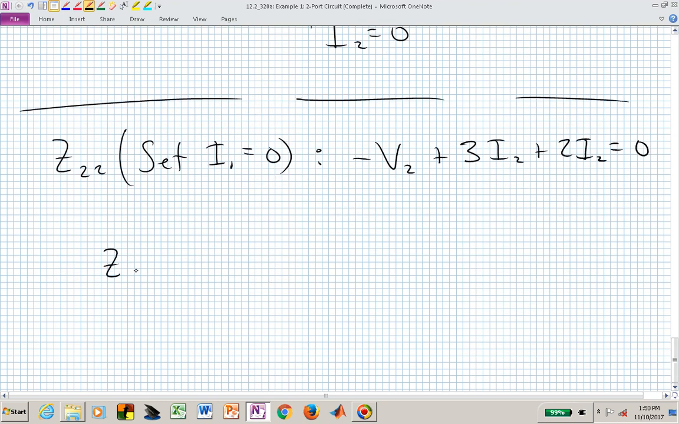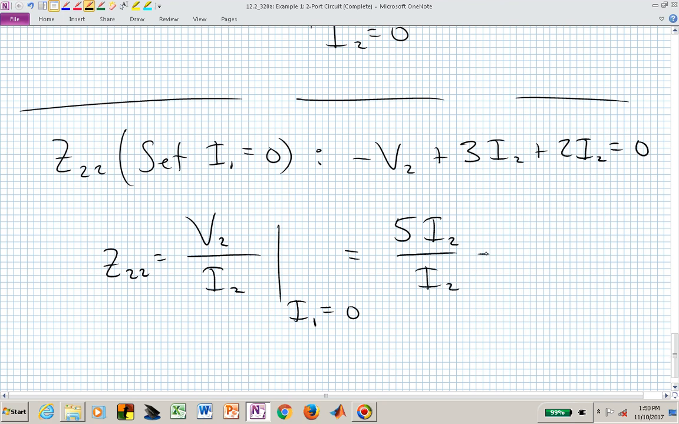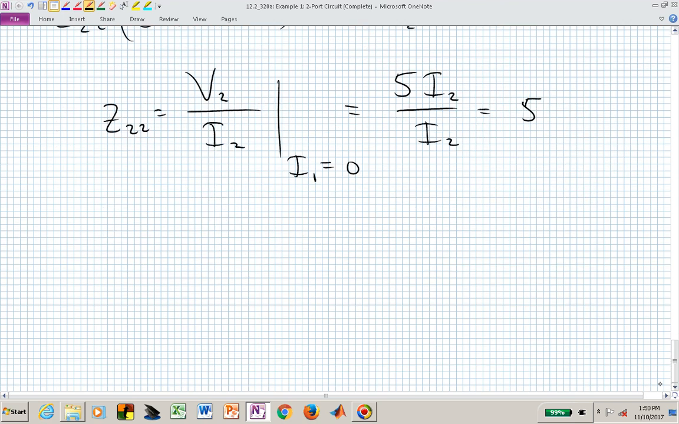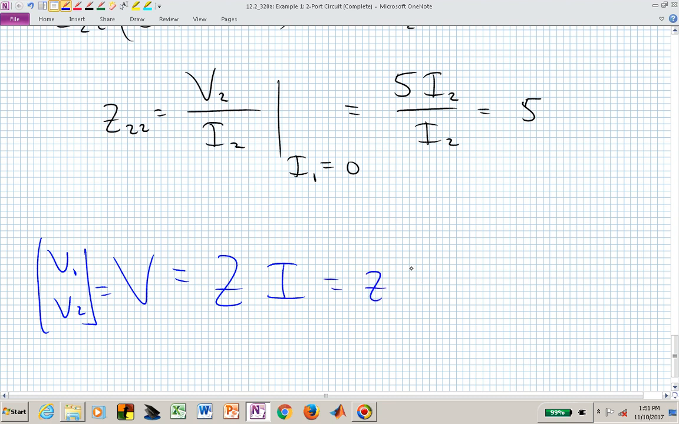Or Z sub 2, 2, which is now equal to the ratio of V sub 2 to I sub 2 with the input port open, or with I sub 1 equal to 0. That's now going to be 5I sub 2 over I sub 2, or 5, and that's now our Z sub 2, 2.